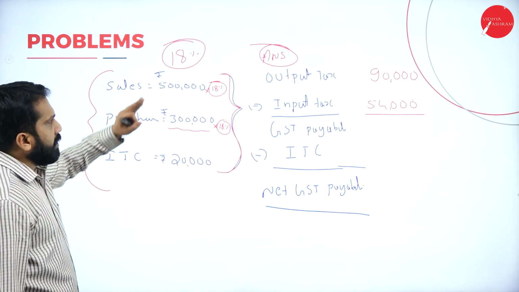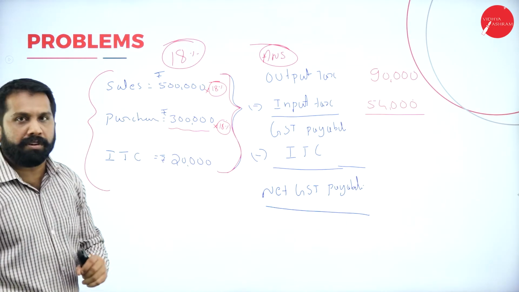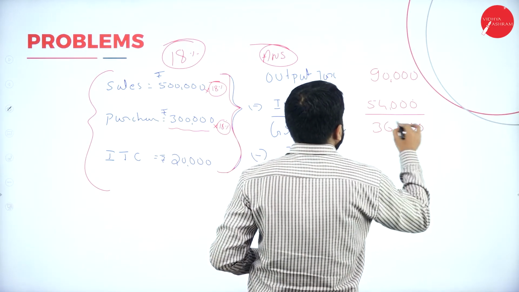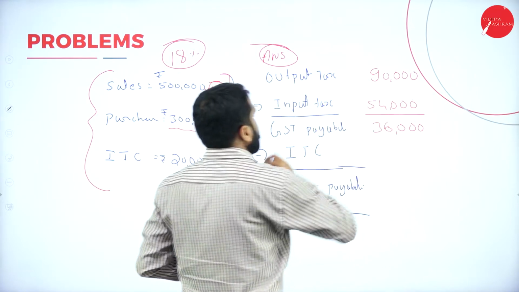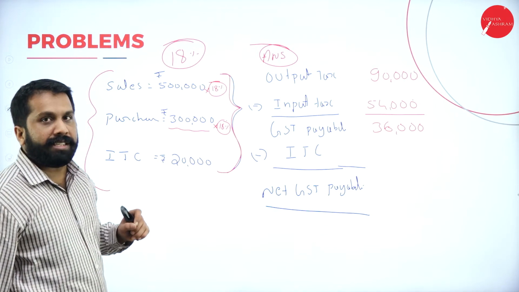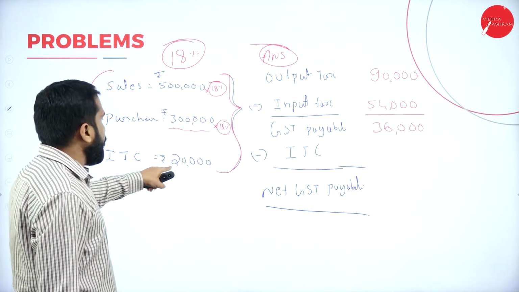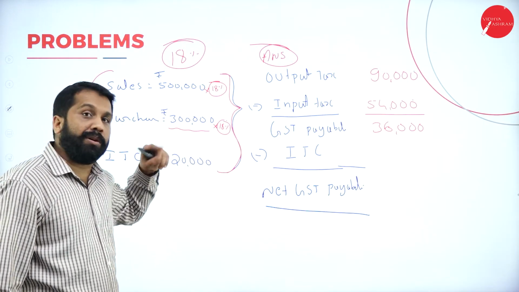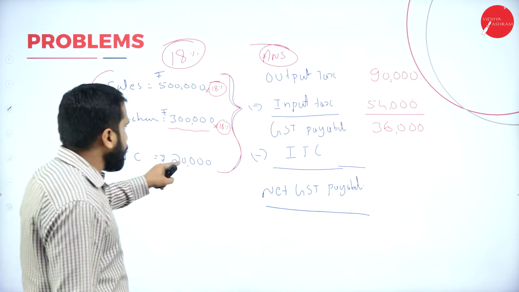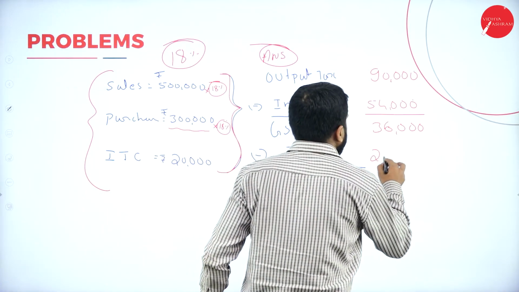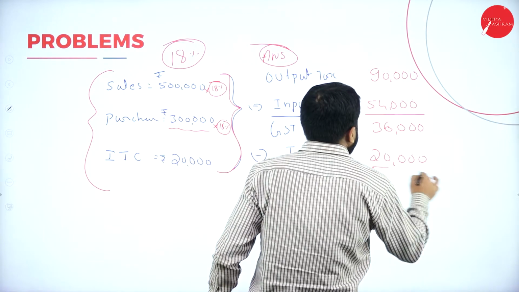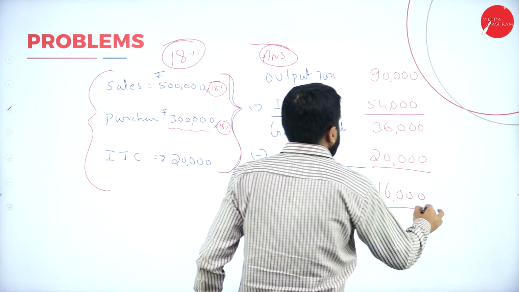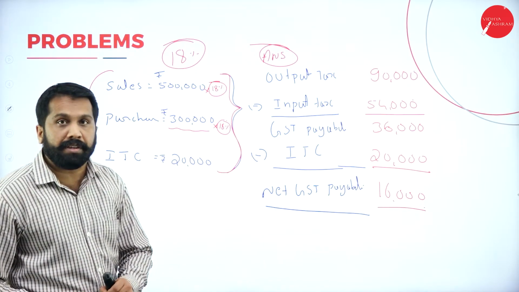So this is done. 90,000 minus 54,000. What is your answer? 36,000. Now, what is your ITC now? Simple one. Your ITC is 20,000 because already you paid excess. That 20,000 will be considered here. 36,000 minus 20,000, your net tax payable is 16,000. Hope you are clear.